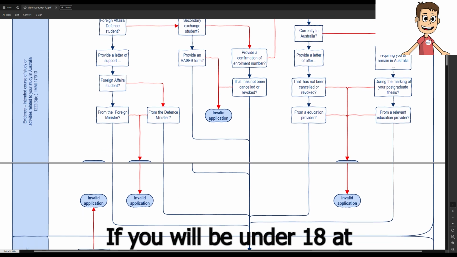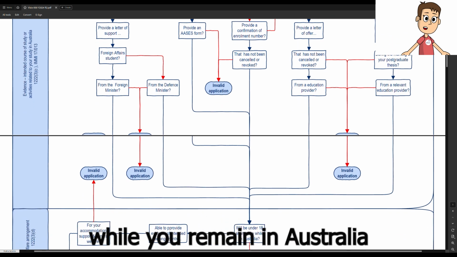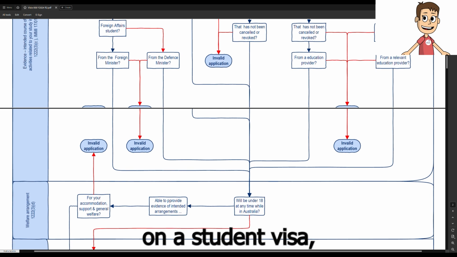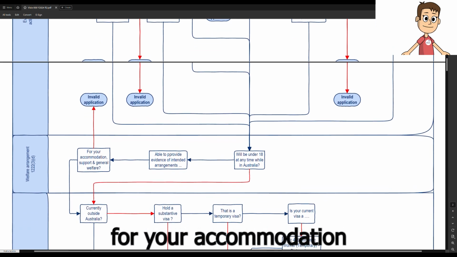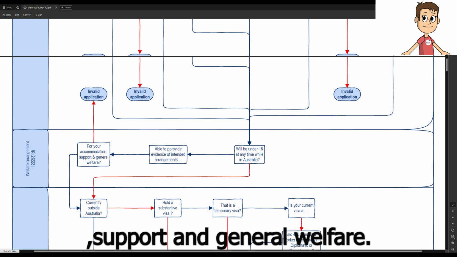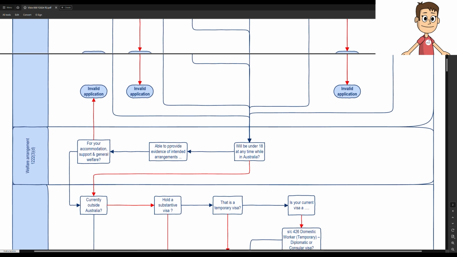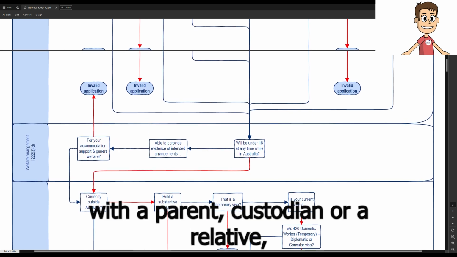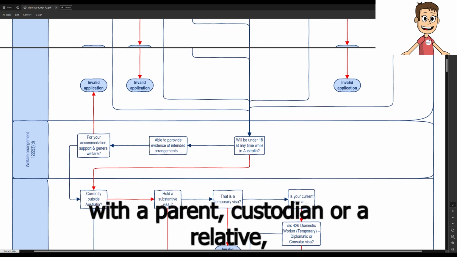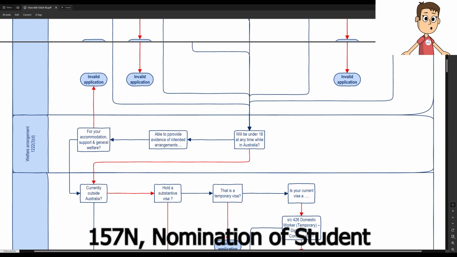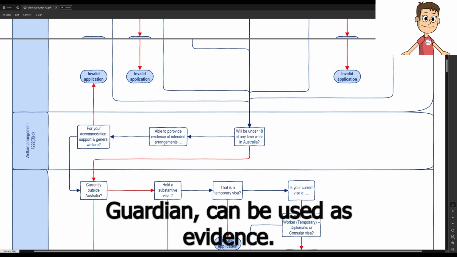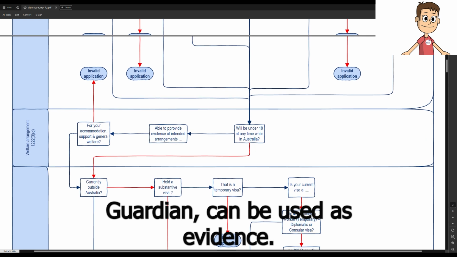If you will be under 18 at any time while you remain in Australia on a student visa, you need to provide evidence of intended arrangements for your accommodation, support and general welfare. If you intend to reside with a parent, custodian or a relative, a properly completed Form 157N, nomination of student guardian, can be used as evidence.